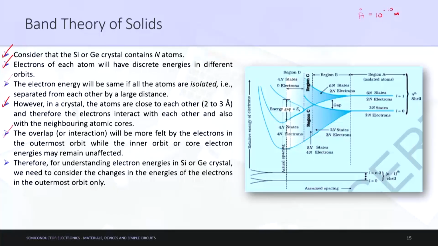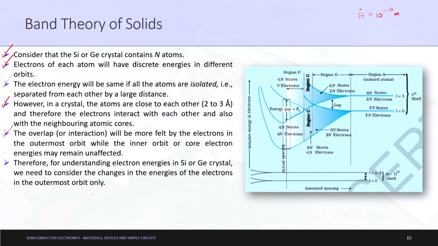One of the reasons is that the outermost electron is the farthest from the inside neutrons or protons, and because it is so far out, there can be direct interaction between the outermost electrons of both the different atoms. So, the overlap or interaction will be more felt by the electrons in the outermost orbit, while the inner orbit or core electron energies may remain unaffected. That is the explanation. Therefore, for understanding electron energies in a silicon or germanium crystal, we need to consider the changes in the energies of the electrons in the outermost orbit only.